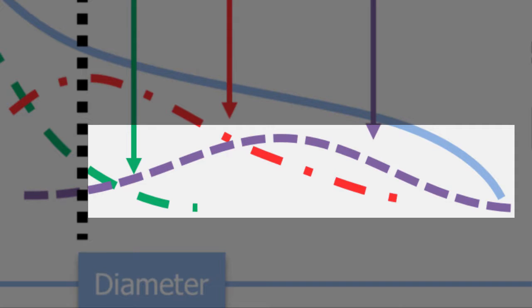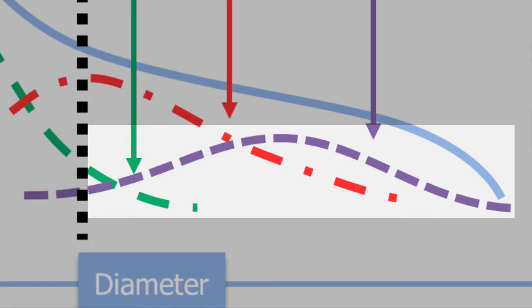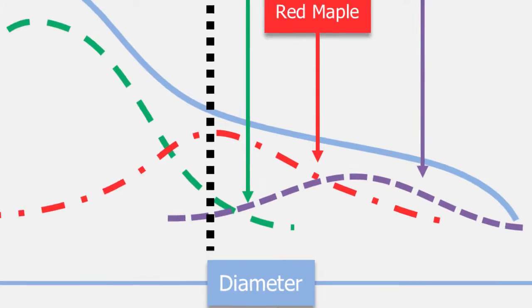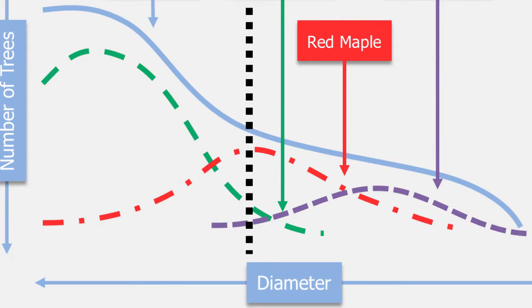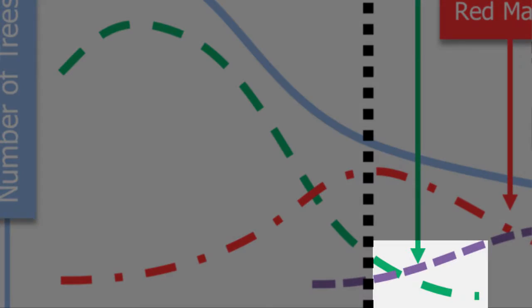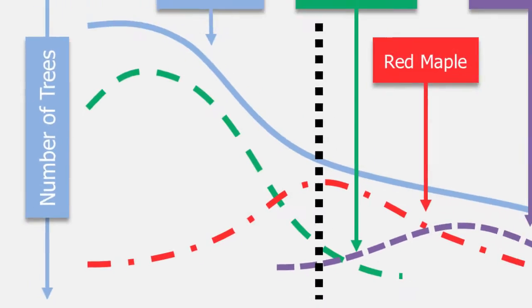Only some of the smaller trees remain, and because black cherry trees are shade intolerant, these remaining trees are likely to have poorer crowns. Also, half the red maples are taken, again only retaining the smaller trees. Sugar maple is generally untouched. Only some of the biggest trees are cut.